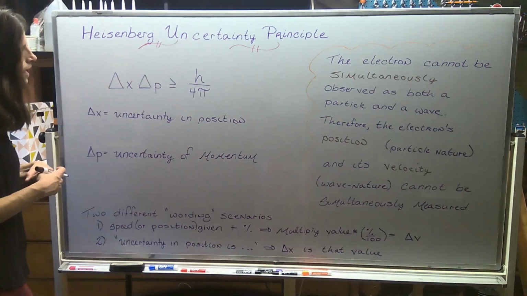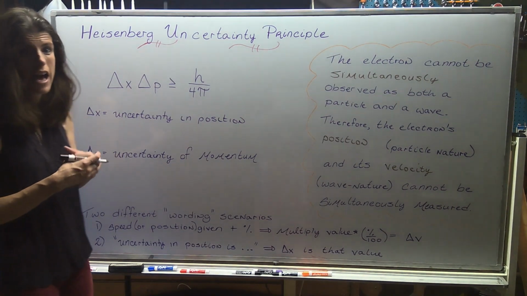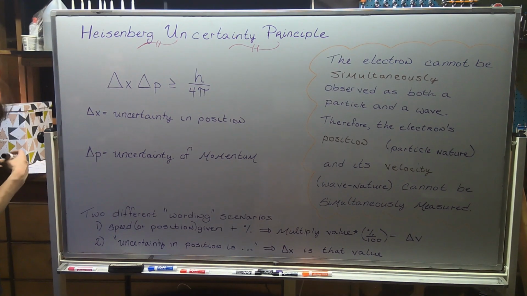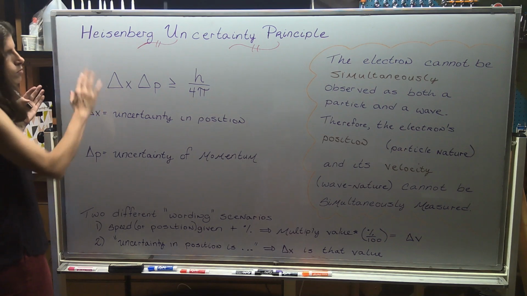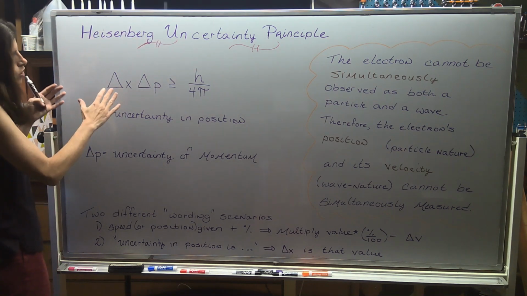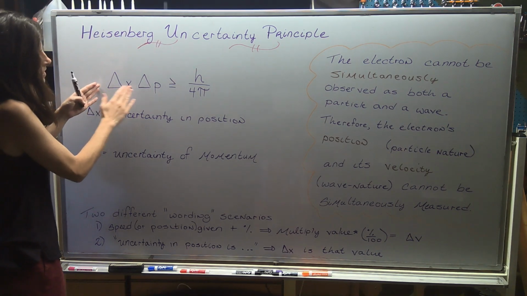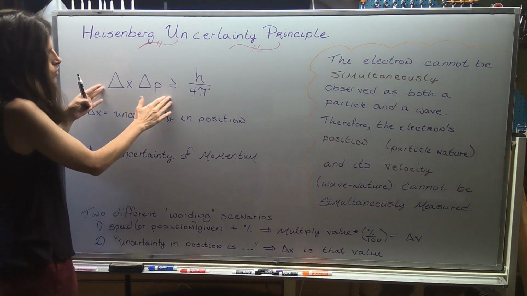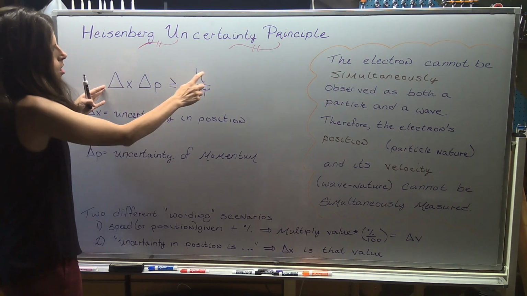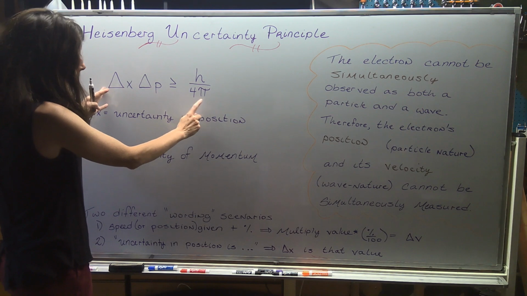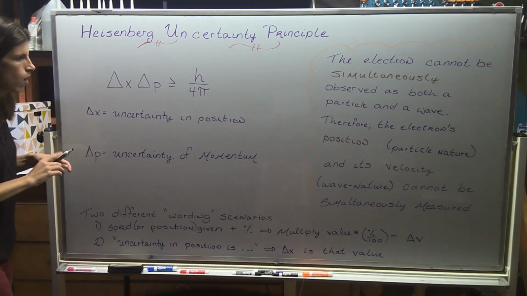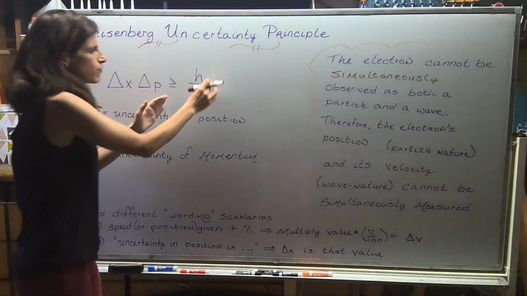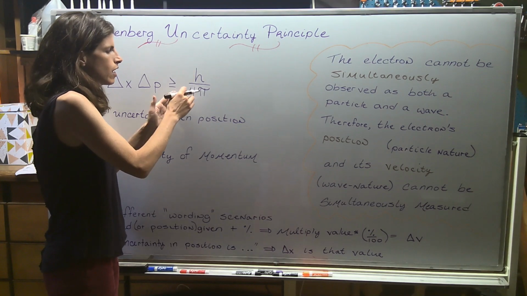We actually can calculate the magnitude of that uncertainty. The equation we're going to use, the Heisenberg Uncertainty Principle equation, is delta x times delta p is greater than or equal to Planck's constant divided by 4 pi. So a couple things here. This value over here is always going to be a constant.